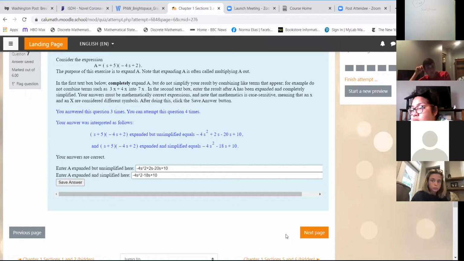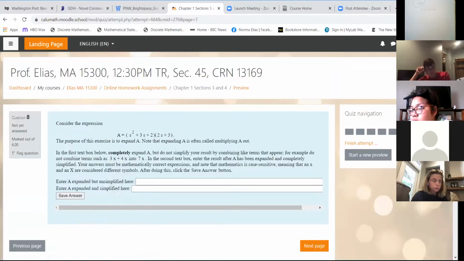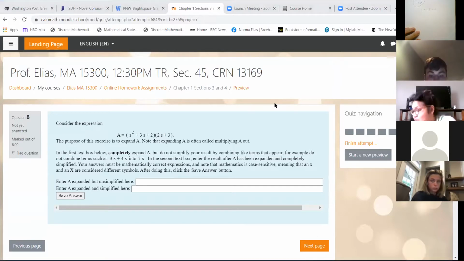Now, once you're done with a problem, you can go to the next page and do the other problem. And if you didn't finish a problem, you have what's called quiz navigation. You can go back to a problem and finish it. All right, so please get going, enroll in it, and your homework will be due next Wednesday, so you know what to do, okay?